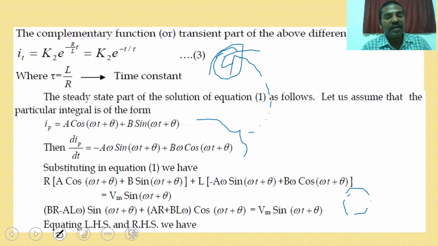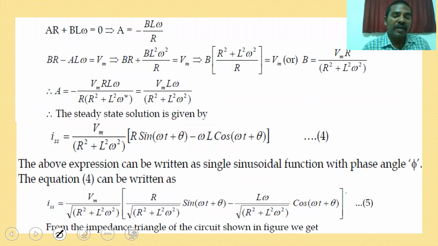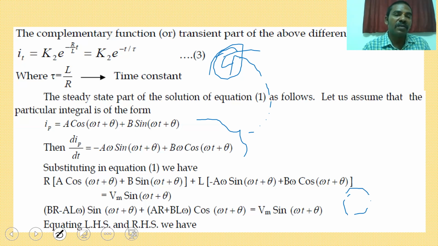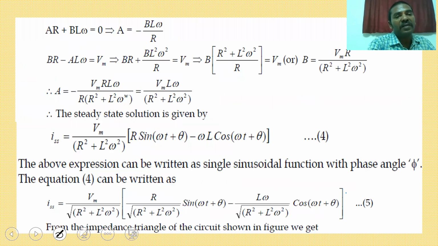While comparing the sine functions on both sides, Br minus Al omega is equal to Vm, and similarly for the cos function, Ar plus Bl omega is equal to 0. So Ar plus Bl omega is equal to 0, so A is equal to minus Bl omega by R. And similarly for the sine function, Br minus Al omega is equal to Vm.